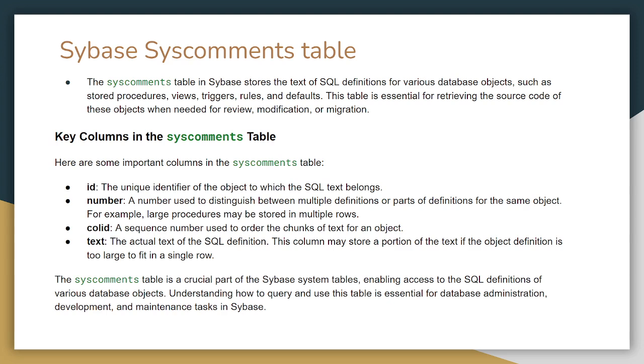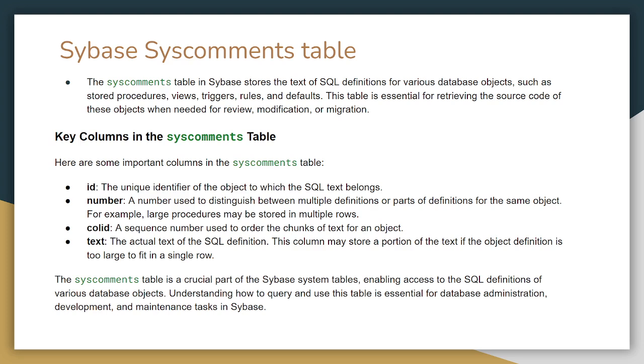Now, key columns for the comments table are ID, obviously, the unique identifier of the object to which the SQL text belongs. Number, used to distinguish between multiple definitions or parts of a definition for the same object. For example, large procedures may be stored in multiple rows. COLID, a sequence number used to order the chunks of the text for an object. Text, the actual text of the SQL definition. This column may store a portion of the text if the object definition is too large to fit in a single row.